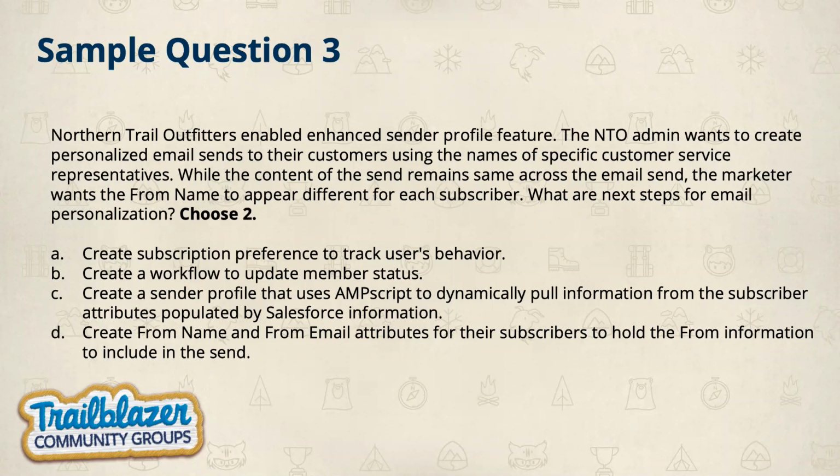Choose 2. A, create subscription preference to track users' behavior. B, create a workflow to update member status. C, create a sender profile that uses AmpScript to dynamically pull information from the subscriber attributes populated by Salesforce information. And D, create from name and from email attributes for the subscribers to hold the from information to include in the send. Pick 2.